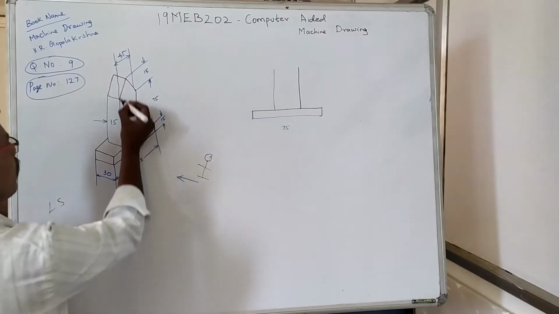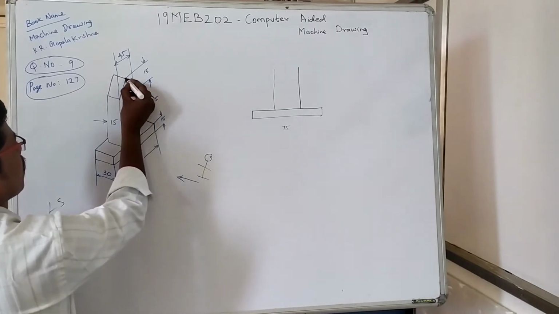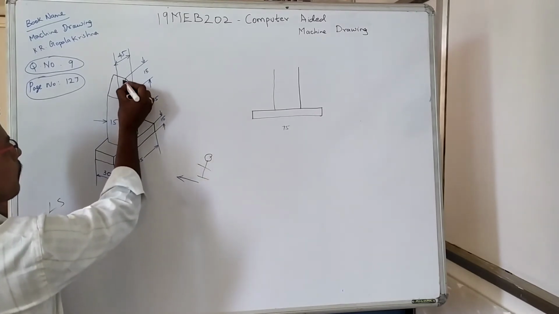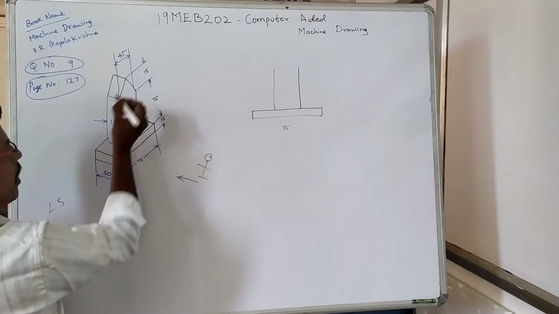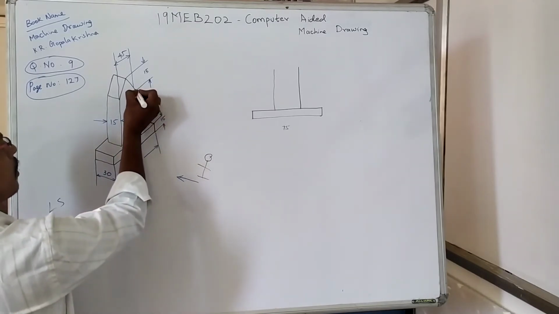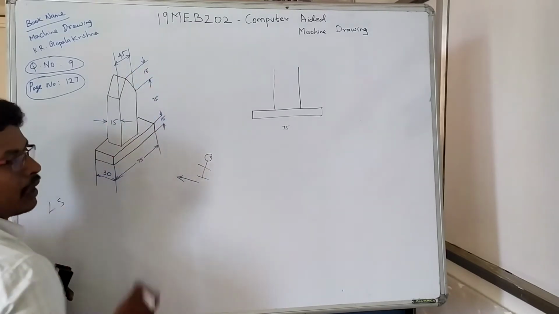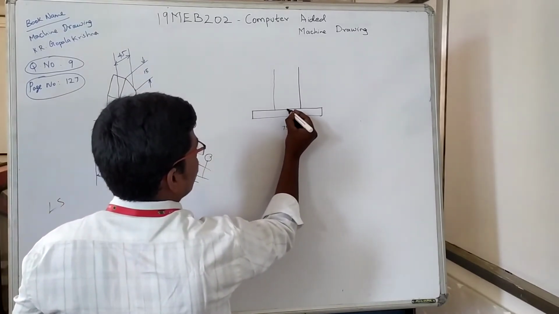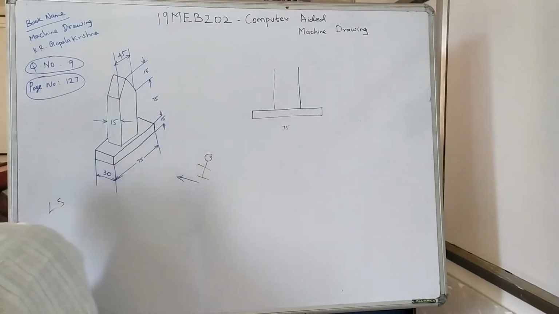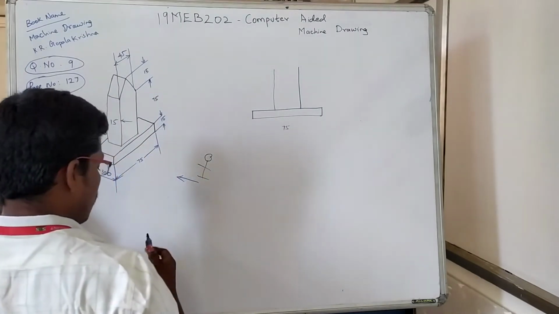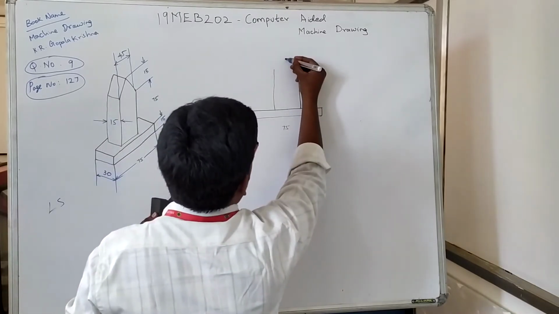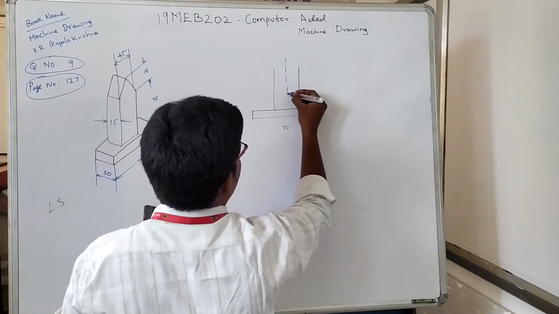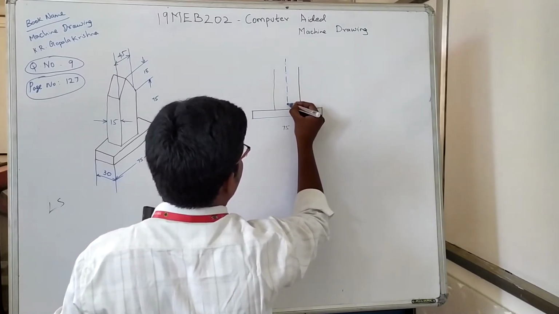Then I don't have any measurement in the drawing for this inclined line. I don't have any angle measurements, but I have a height of 15 millimeter. So from this center line, I am drawing with another color. This is the center point. I am just marking this for my reference.